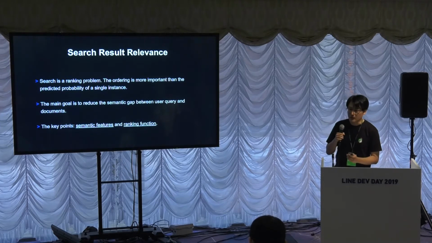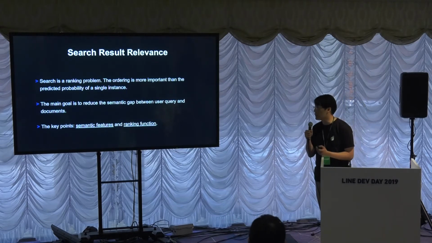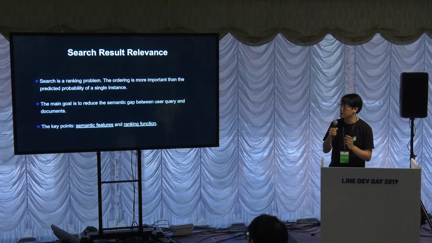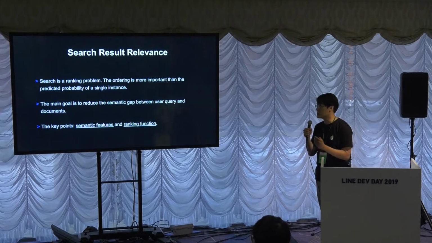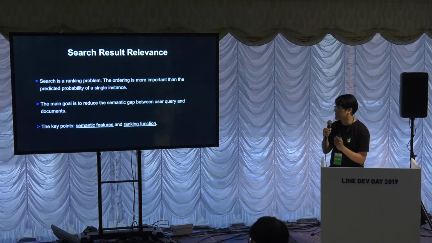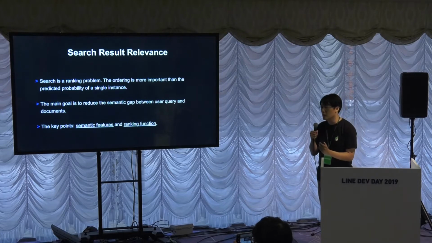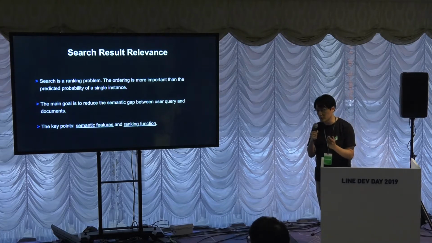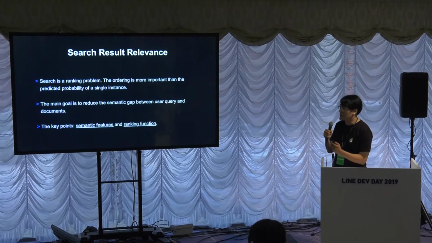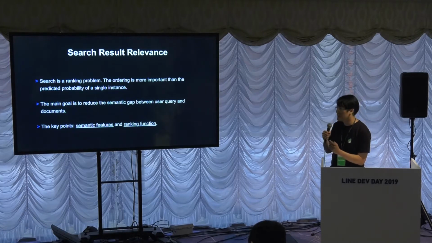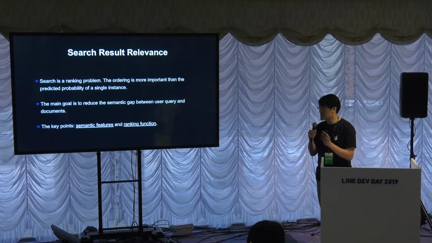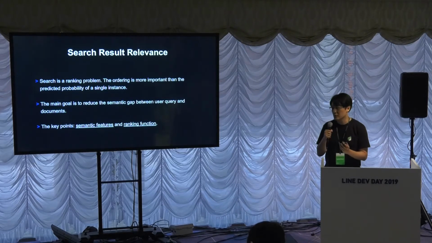I think search is kind of different from recommendation. Search is a ranking problem. The ordering is more important than the single instance prediction. And the main goal we want to solve is to reduce the semantic gap between user query and the documents. The document means the information, the text document, the product, and every single instance. There are two key points in this problem: features, especially semantic features, and ranking function.